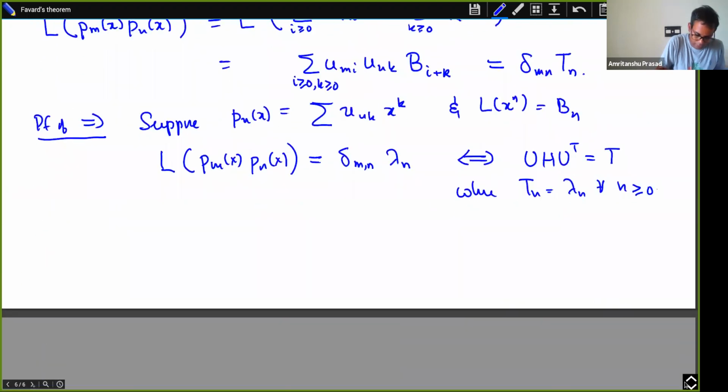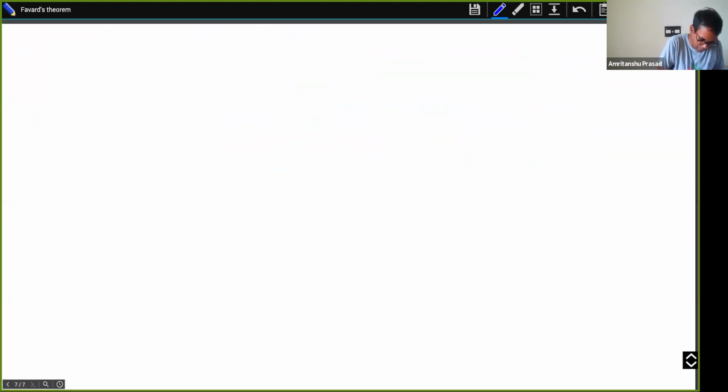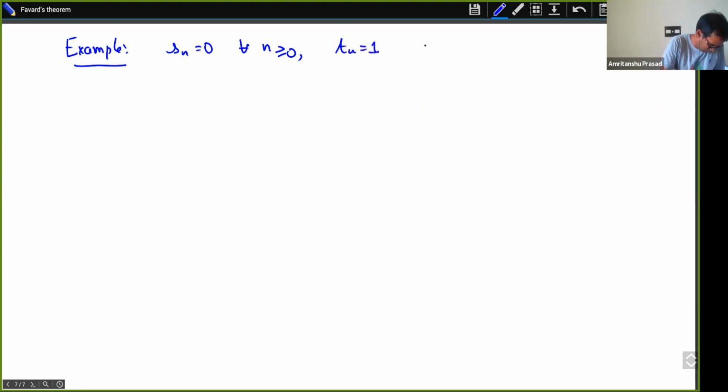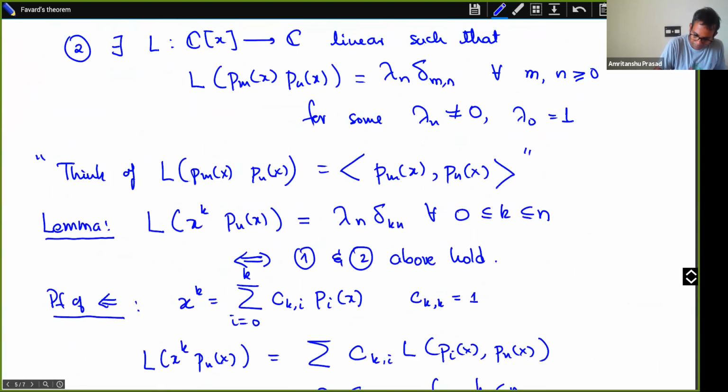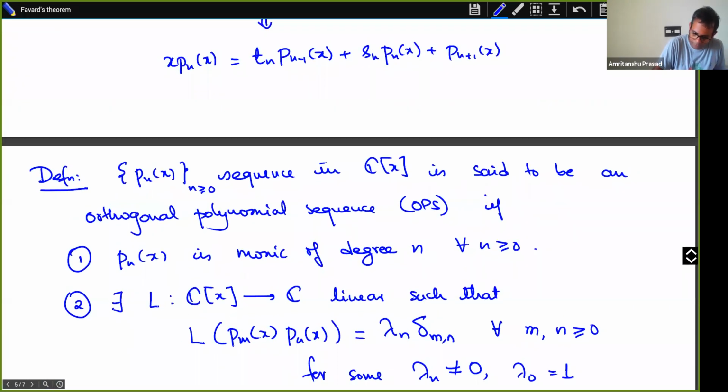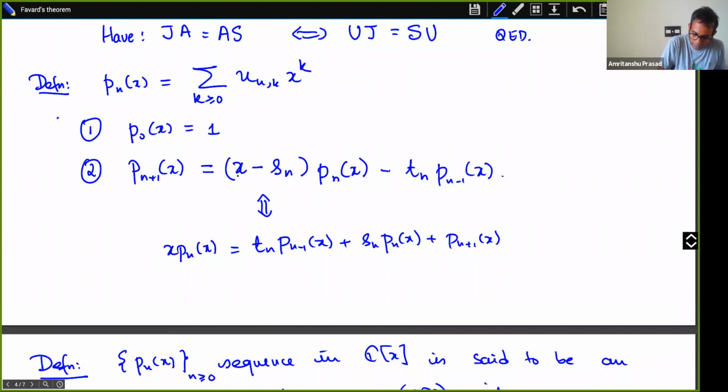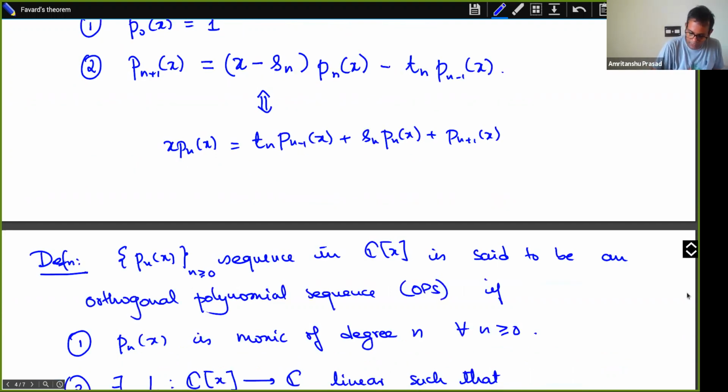And let's just look at the canonical example which involves Catalan numbers. So firstly, let's look at a slightly more general example, where we take S_n equal to 0 for all n greater than or equal to 0, T_n equals 1 for all n greater than or equal to 1. So then this equation here that we have, where did it go? Yeah, right. So this just becomes x P_n(x) minus P_(n-1)(x), so P_(n+1)(x).